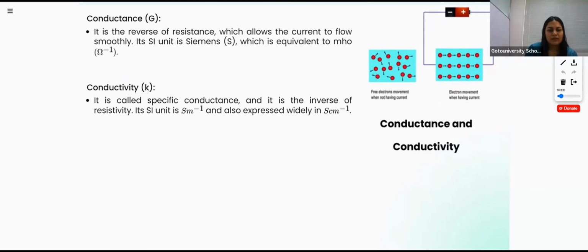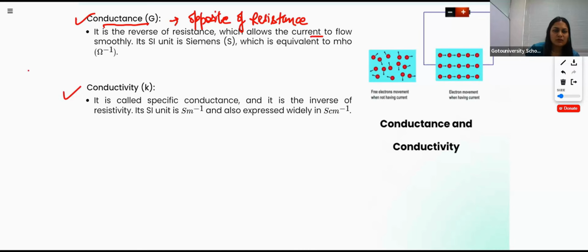The next terms we need to be familiar with are conductance and conductivity, which are very important. Conductance is the opposite of resistance. Conductance is what allows the current to flow. It is also written here that conductance is the reverse of resistance, which allows the current to flow smoothly.